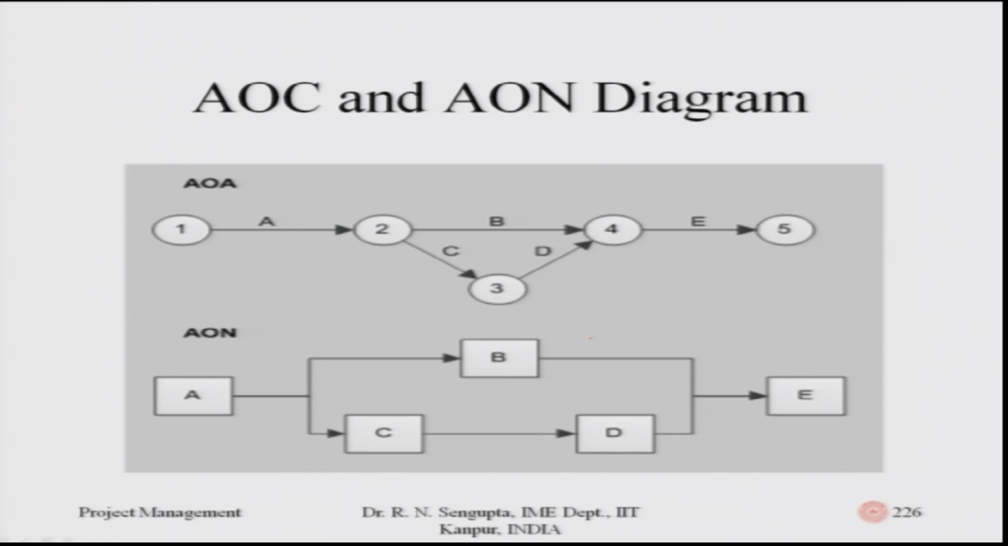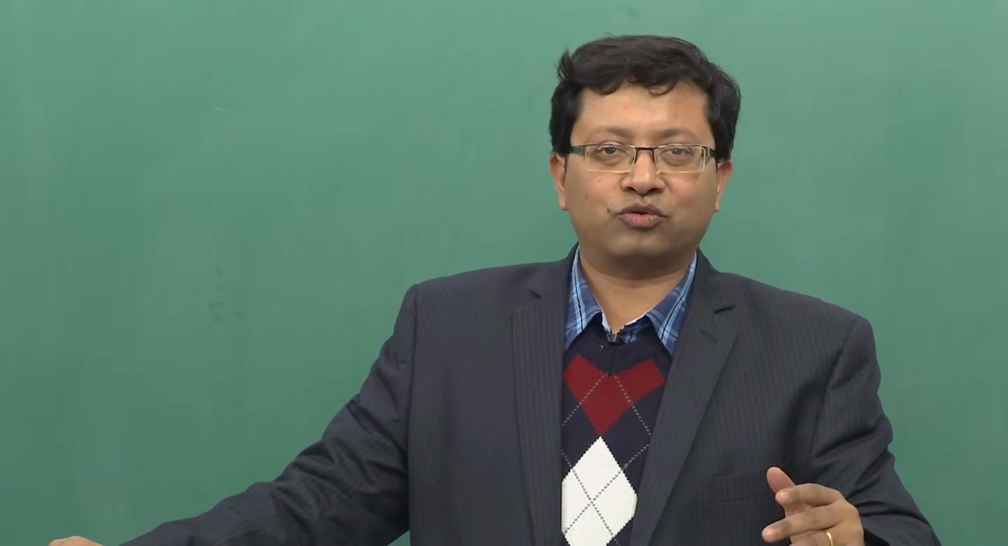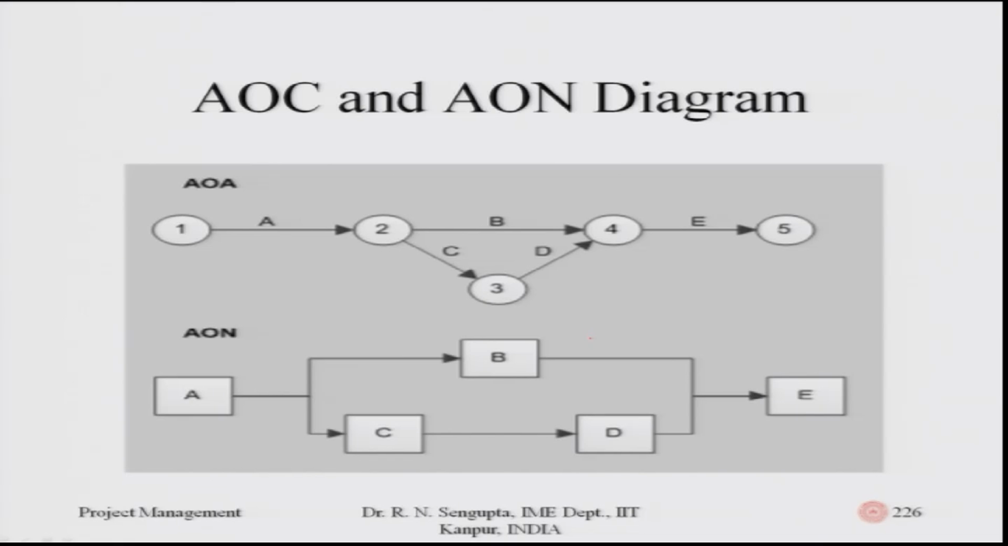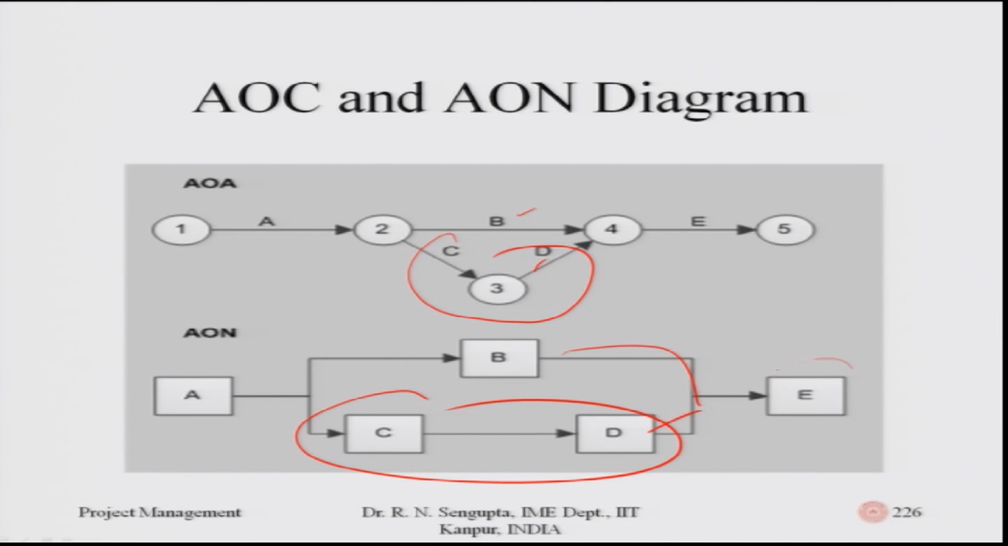If you translate that to a node concept, here I have drawn the node as a square; there is no such hard and fast rule. This 1, 2 is basically A, and the relationship, if you see here, is that A leads to B and A leads to C, which is true. After C you have D, which, if you see this diagram, is C and D here, and after B and D are done, which is here, only then can you start E.